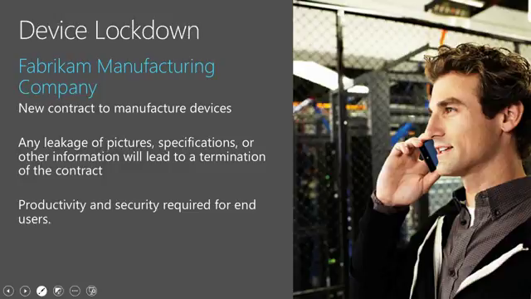So we have Fabricam Manufacturing. This is just a scenario to give you a sense of why they want to put these security policies on a device. They have a new contract to manufacture devices. Any leakage of pictures, specifications, any other information could lead to hefty fines, loss of contract, criminal charges, things like that, depending on their agreement. And so while security is paramount in this situation, they also want to leverage mobility for the productivity that they can give to their users.